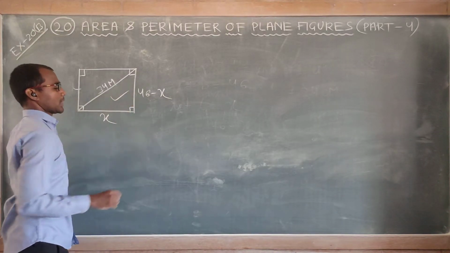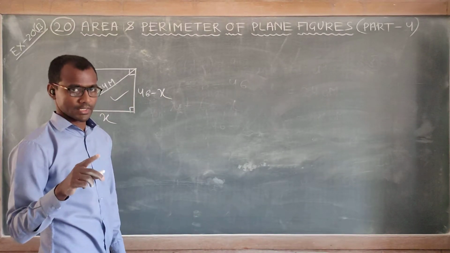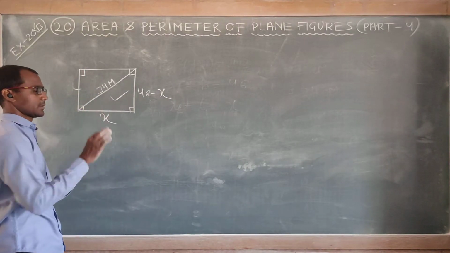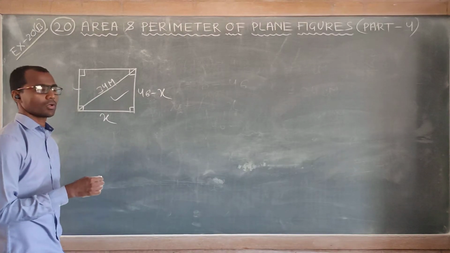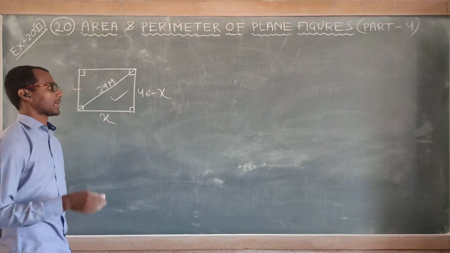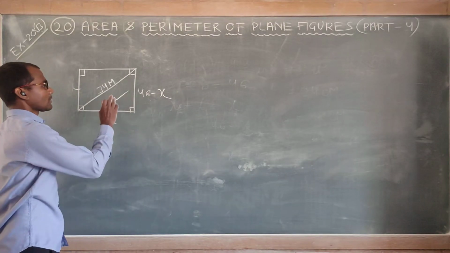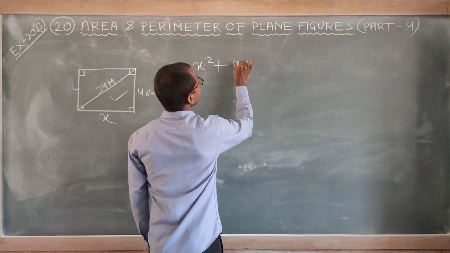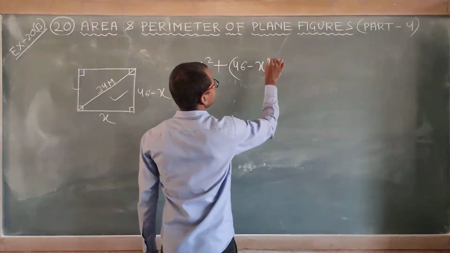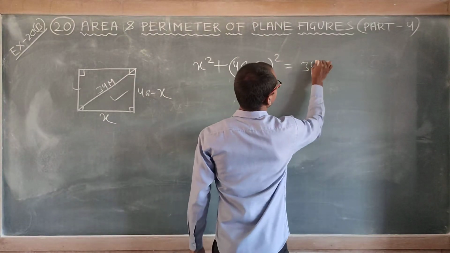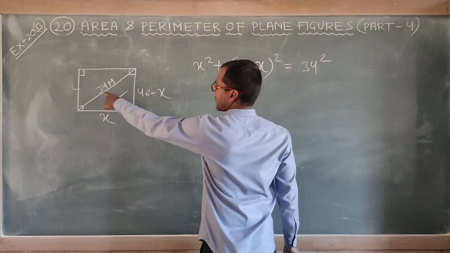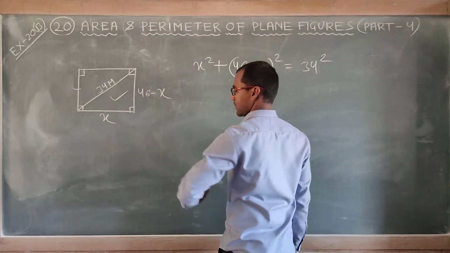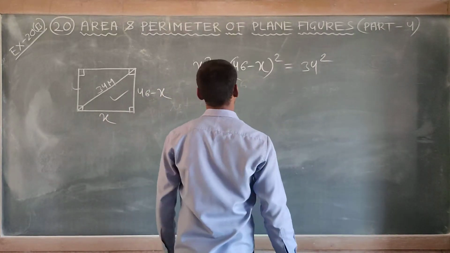We have to find its area. For that we need its length and breadth, and for that we need x. First we find x, then we can find the length and breadth, and then the area of this rectangle. How to find x? We can use Pythagoras theorem here. x square plus (46 minus x) whole square is equal to 34 square. See, it is a rectangle. This is the hypotenuse, this is the base, this is the perpendicular.